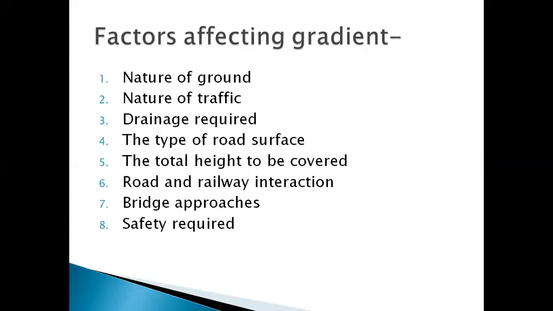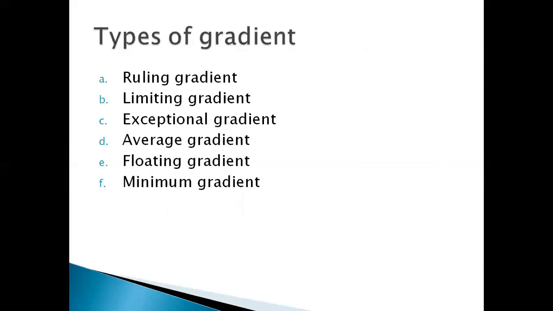Then the interaction of railways and road also affects the gradient. Next is bridge approaches. That is, when bridges are provided on the roads, the bridge also affects the gradient of roads, and the safety required for the road also affects the road gradient.